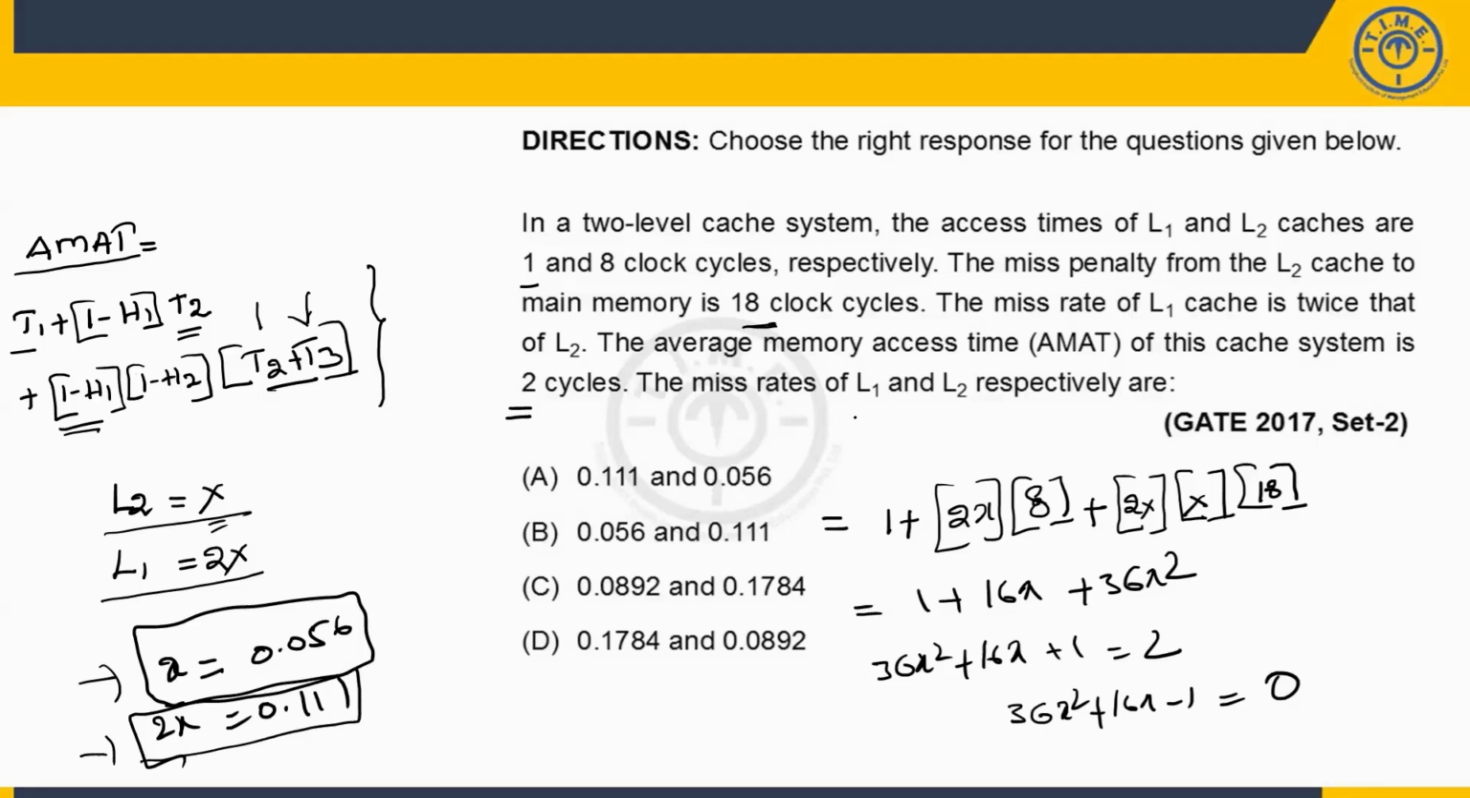So we are asked for L1 followed by L2. L1 is 2X, L2 is X. So 0.111 and 0.056 is the correct answer. Is that clear? Yes, sir.